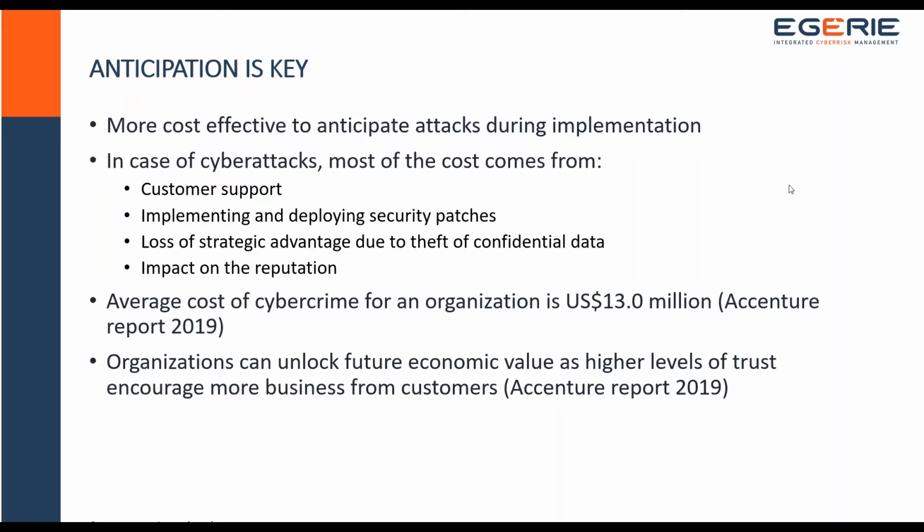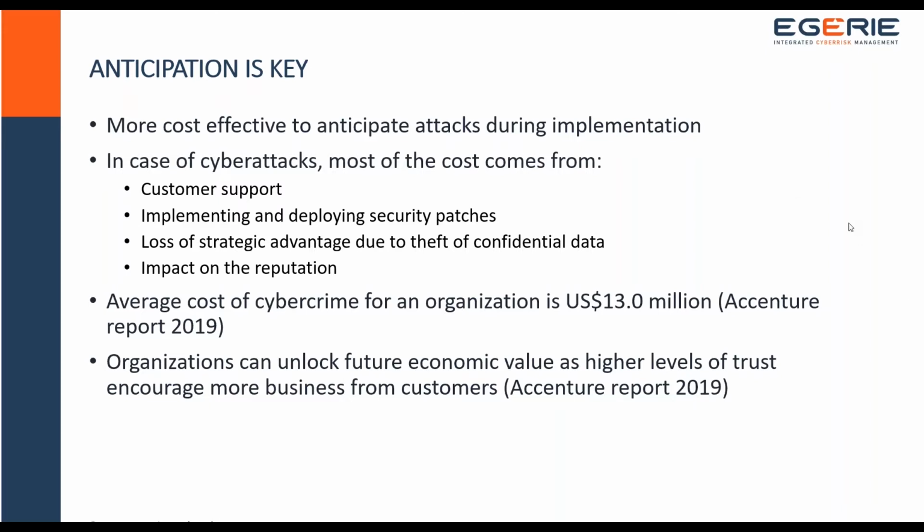It's been estimated in 2019 that the average cost of cybercrime for an organization is around $13 million. So let's say that it's a good argument to anticipate the risk before they happen. And on the bright side also, it's been demonstrated that anticipating a risk and having a more secure product, more secure organization overall, can unlock future economic value because it's going to create trust between you and your customers.